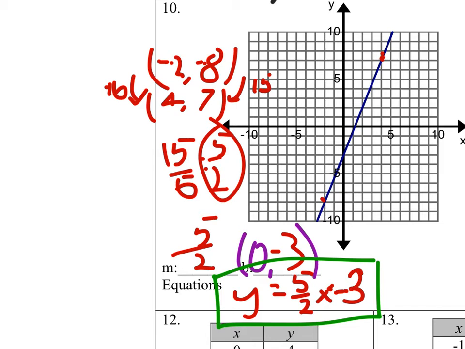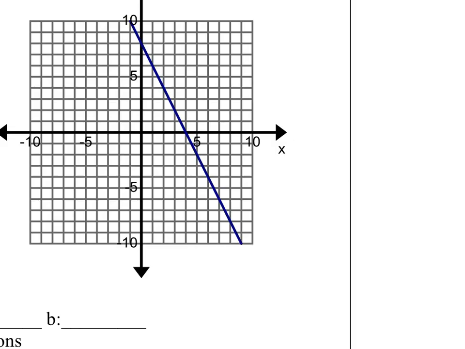The other points we could have used are this one and this one. And this is the one that he used right here. So in other words, the points that we have right here are good. And he had them written up here at the top, right? -2, -8, and then 4, 7. Okay. Good luck. Now we can do it.